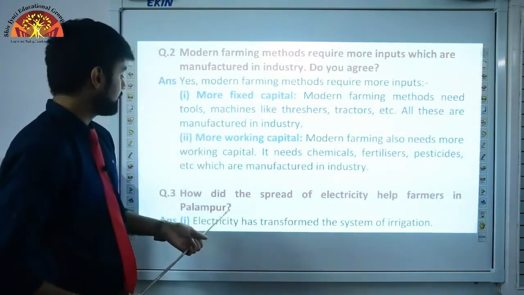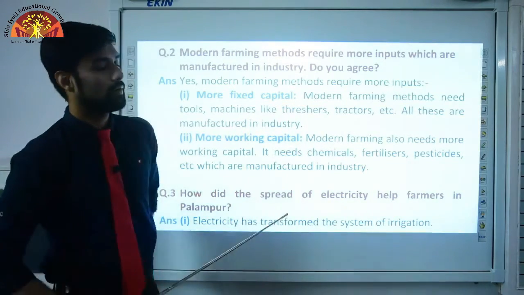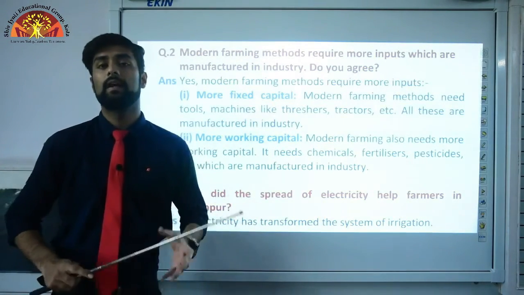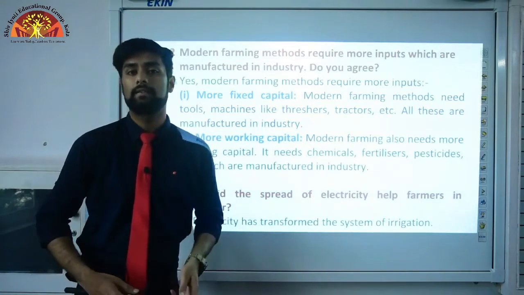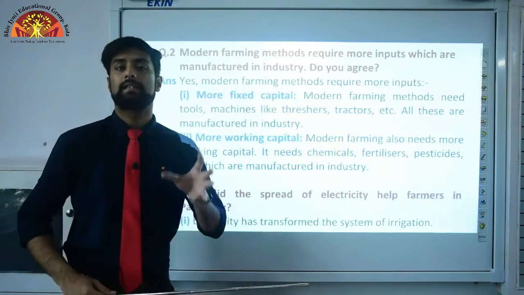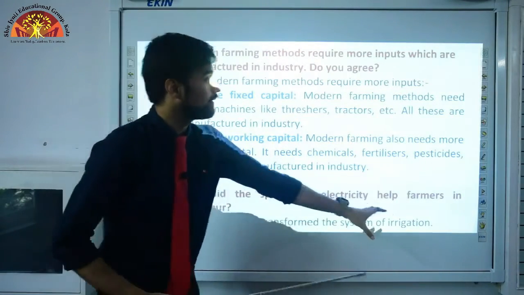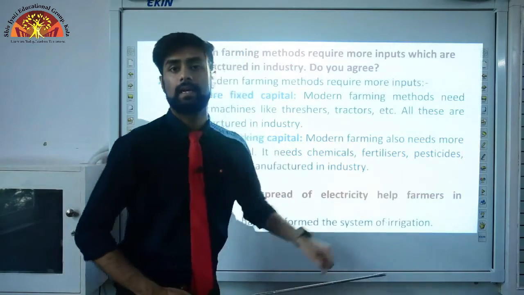Okay, students, I hope you understood this question. Question number 3. How did the spread of electricity help farmers in Palampur? Now, in this story of village Palampur, we learned that after some time, electricity started in village Palampur. So, how did that affect the farmers? Okay, the start of electricity. When electricity started coming to Palampur, what effect did it have on the farmers, the people who farm crops?